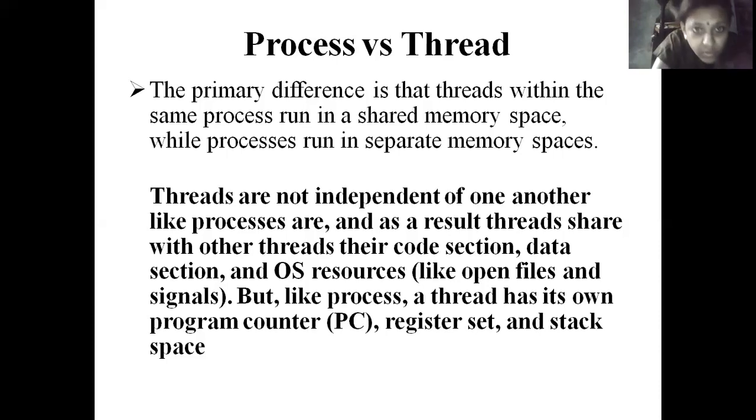So it needs to be clear what the basic difference between process and threads is. Threads are not independent of one another like processes are, and as a result, threads share with other threads their code section, data section, and OS resources like open files and signals. But like a process, a thread has its own program counter, register set, and stack. This is the reason you call it a lightweight process: a process needs to maintain so many things, but threads can share some part of the resources with other threads, and need only their own program counter, register set, and stack space.